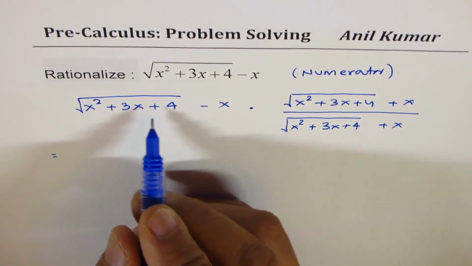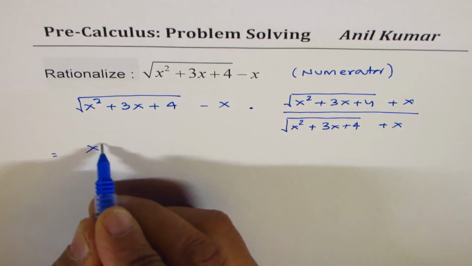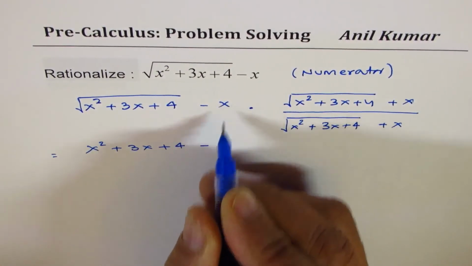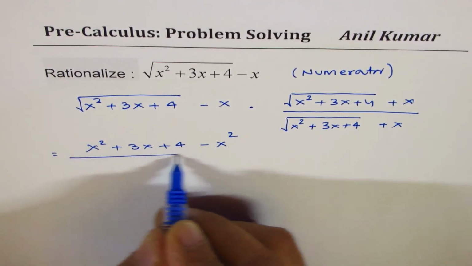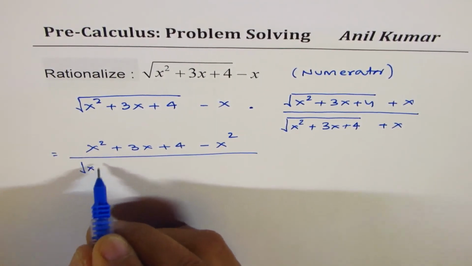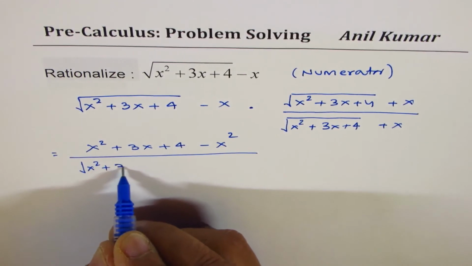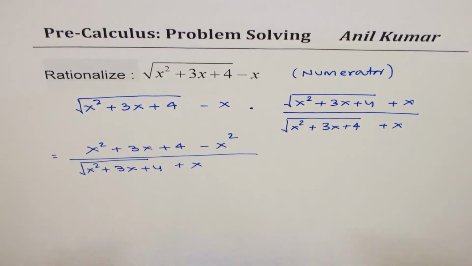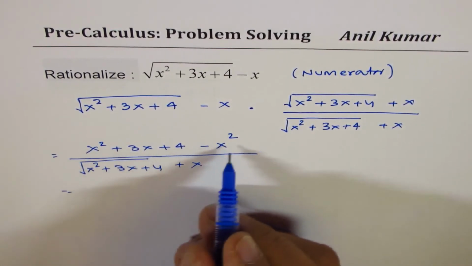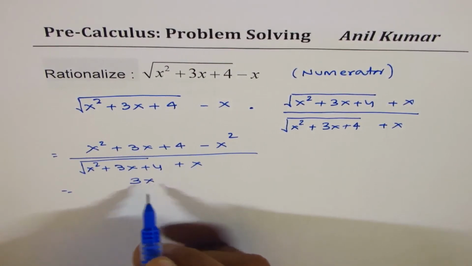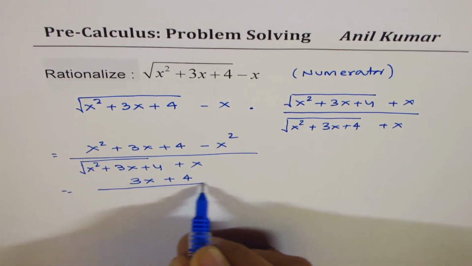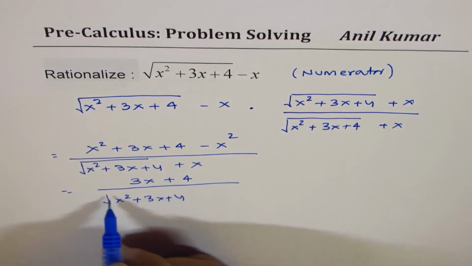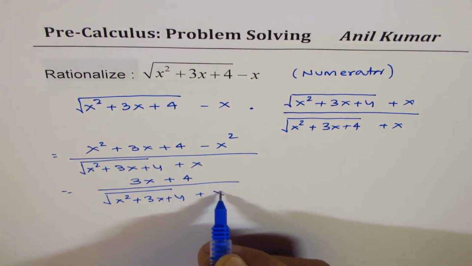Now, numerator is a squared minus b squared, so we get x squared plus 3x plus 4 minus x squared. And the denominator will be all this, which is x squared plus 3x plus 4 plus x, right? Now here you can see that x squared minus x squared is 0, so you're left with 3x plus 4 over all this, x squared plus 3x plus 4 plus x.